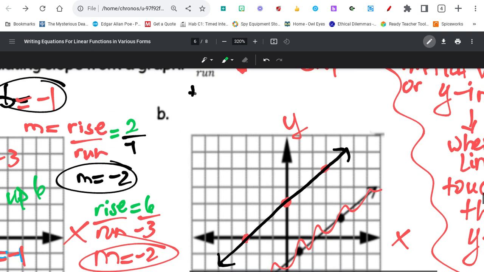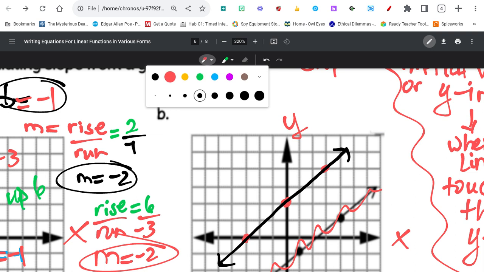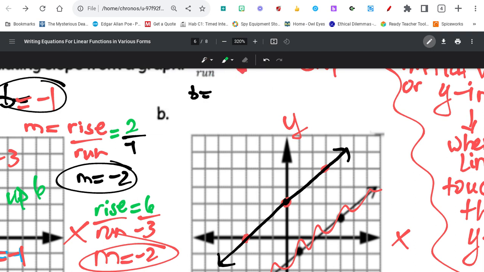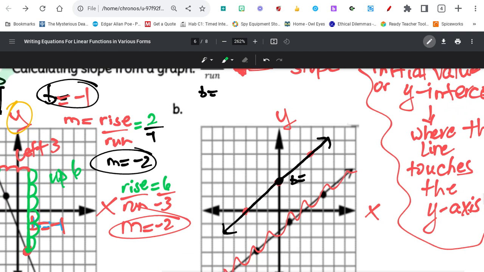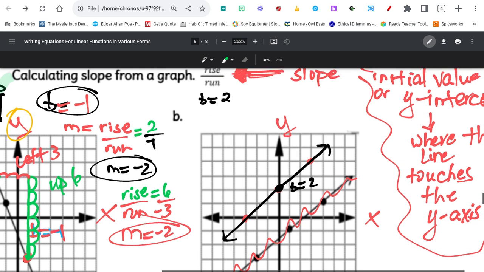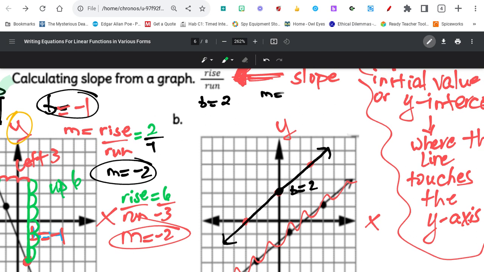All right, so here in this case, B is on the y-axis. B touches that point right there. The line touches the y-axis right here. So B is up 2 on the y-axis. It's +2 then. And your slope is simply rise over run.